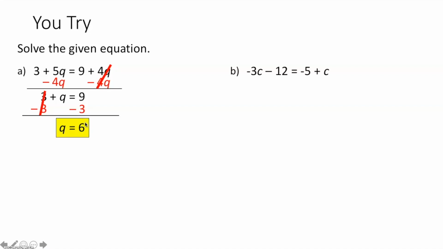Again, make sure you check your answer. Plug in that 6 for q here and here, and make sure both sides of the equation are the same.